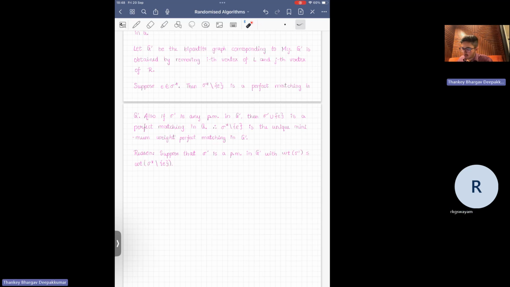So let's suppose something like this exists. Then sigma prime disjoint union E, because E is not present in sigma prime, is a perfect matching in G. This comes from this thing: I take any perfect matching in the smaller graph, add E, I get a larger perfect matching, right?